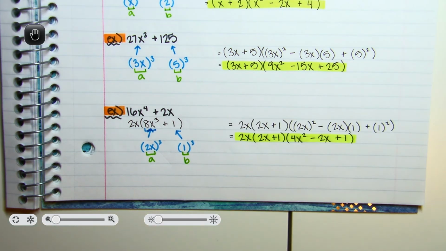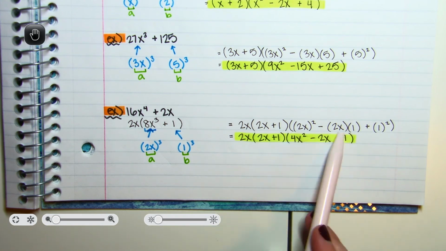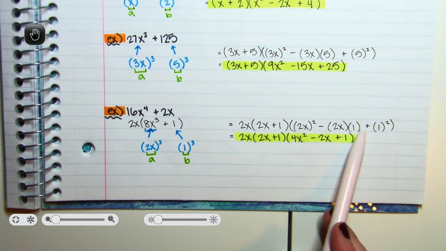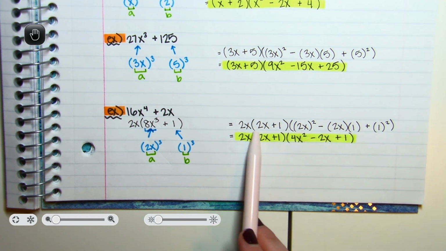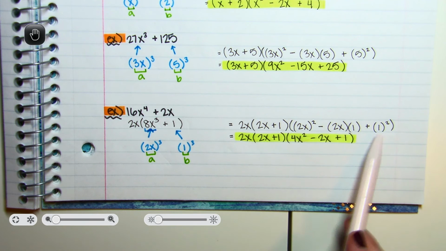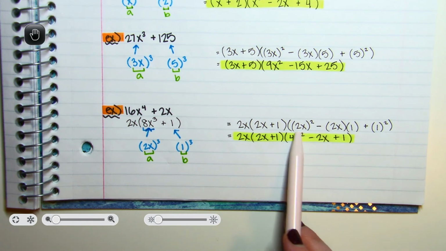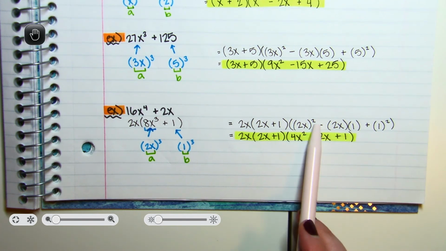Go ahead and check your answer, and make sure that you remember to write that GCF out in front. Now, another thing I want to mention, I choose to write out the A's and B's first and then fill in the signs. Some people feel comfortable doing it all at one time. Some people feel comfortable just writing 4x squared instead of 2x quantity squared.